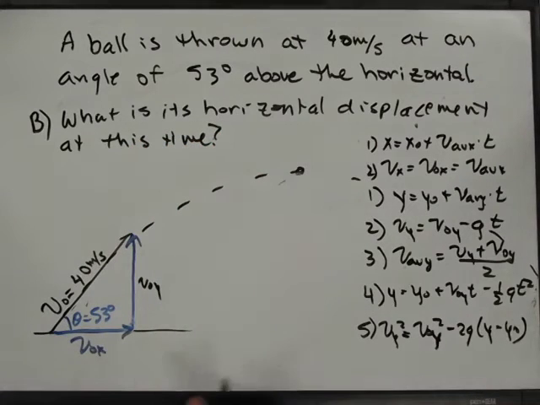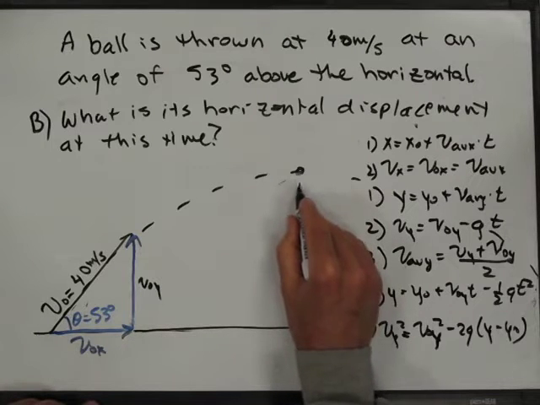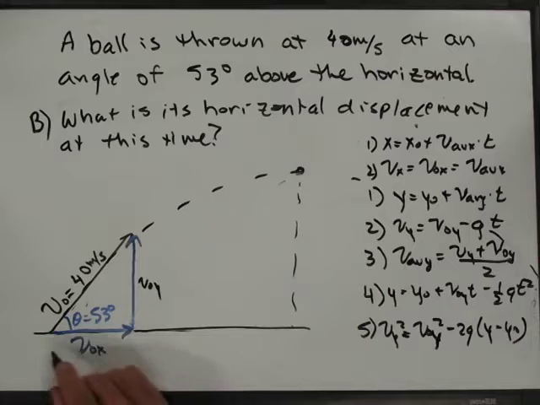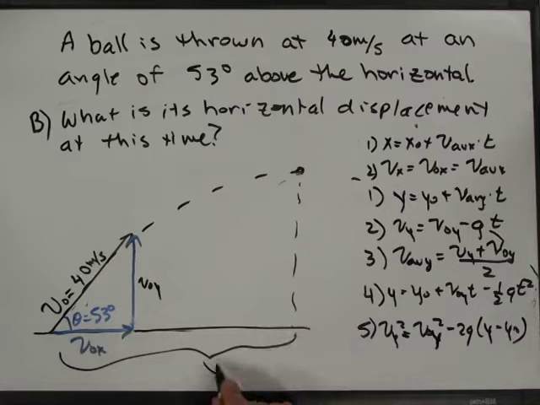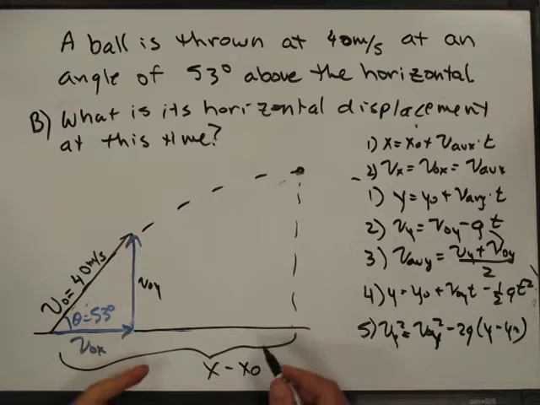So now I can ask the question, what's its horizontal displacement this time? I'm saying, look, when it's at its maximum altitude, what is its x position? If we're picking x naught equals 0 here, then this would just be x, but at any rate, it's x minus x naught. And so that's what we're asking about.